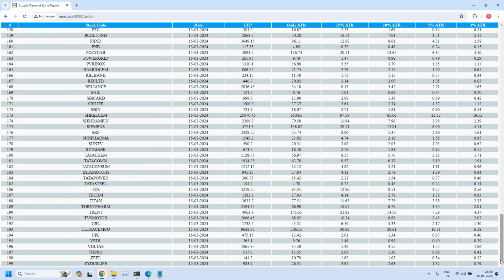So this is the complete list having calculated stop buffer values for each stock. Hope this information is useful to you for our further study and analysis.